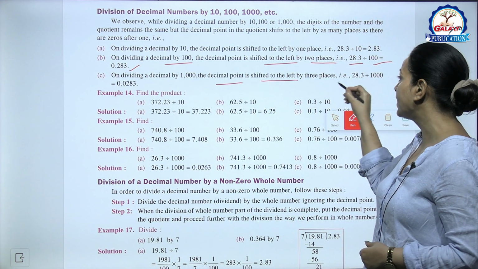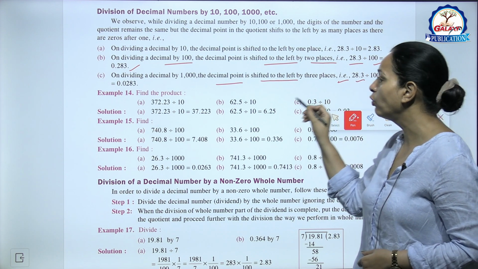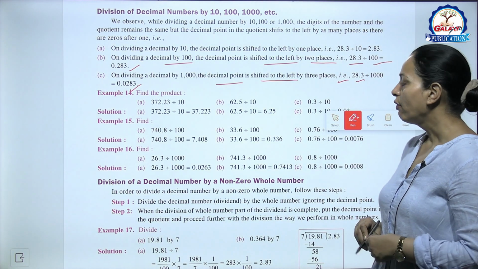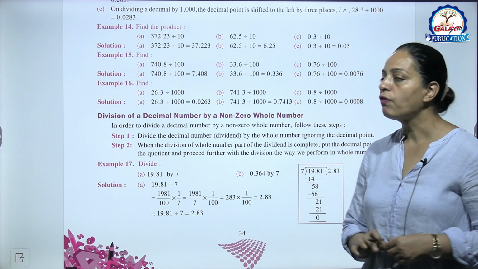Now the next, on dividing a decimal by 1000, the decimal point is shifted to the left by 3 places, that is 28.3 divided by 1000. So what will you get? You will get 0.0283, right? I hope these are clear to you.